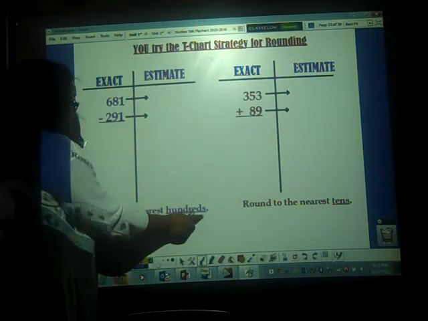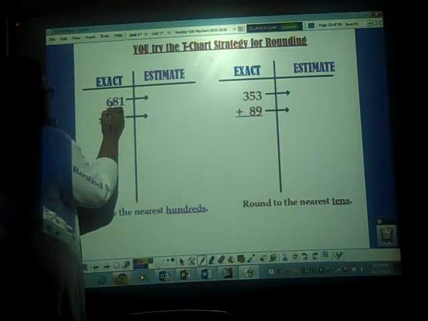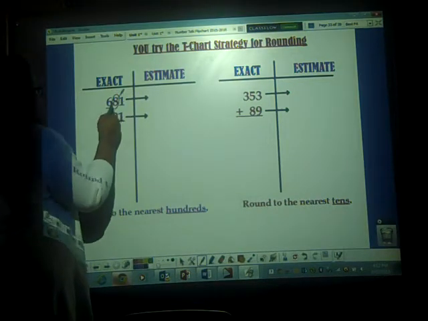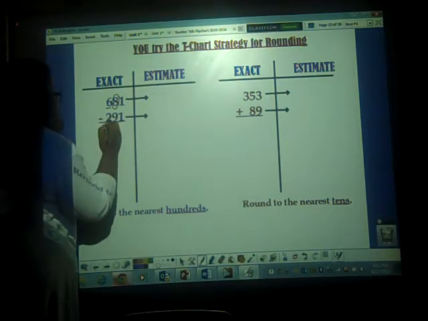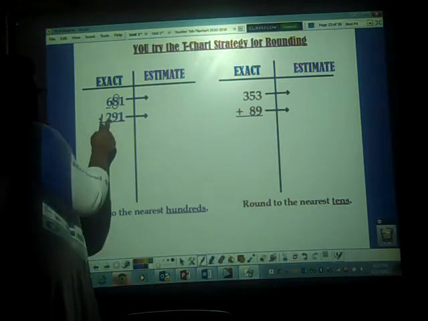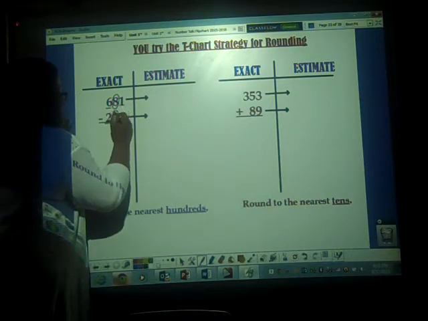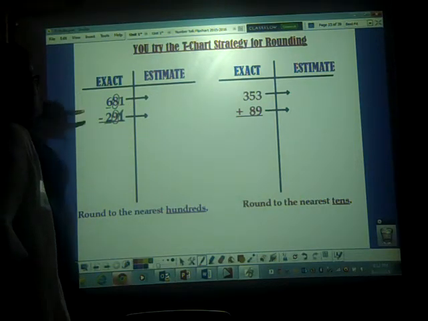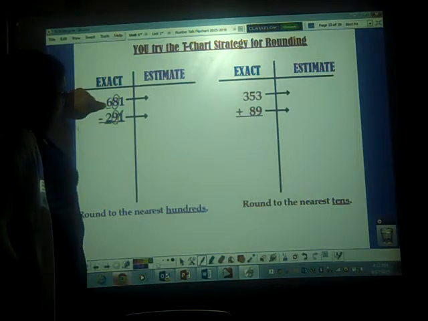They want us to round to the nearest hundreds. So that place value they want me to round to, I'm going to underline it and then circle the place value behind it. Same thing right here. They want me to round 291 to the nearest hundreds. I'm going to underline the 2 and then I'm going to circle the 9, which is the place value behind it.